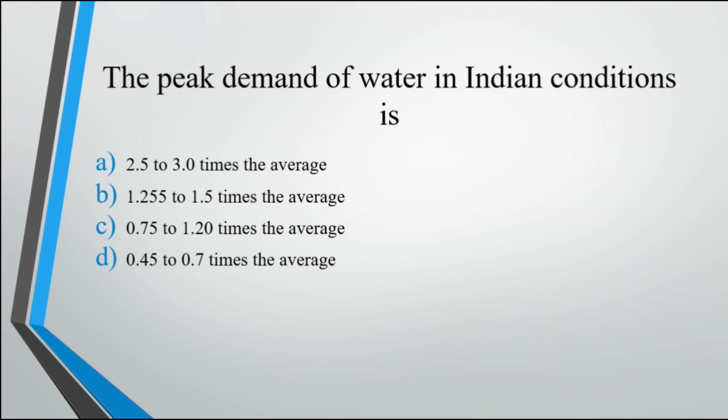Next question, the peak demand of water in Indian conditions is option A, 2.5 to 3 times the average. Option B, 1.25 to 1.5 times the average. Option C, 0.75 to 1.2 times the average. And option D, 0.45 to 0.7 times the average. So the correct answer is option A, 2.5 to 3 times the average.